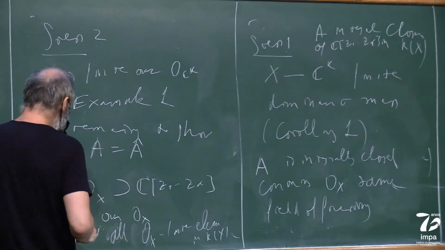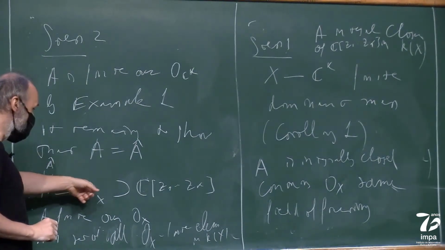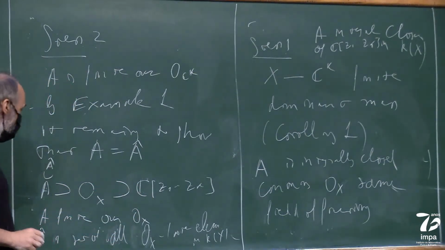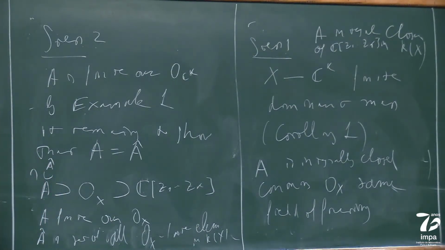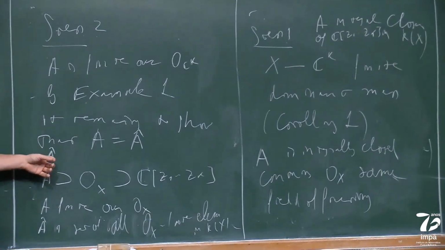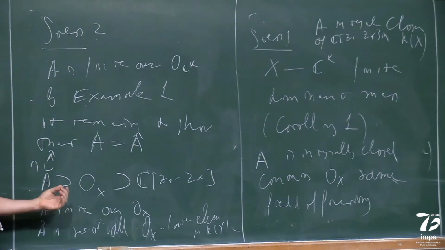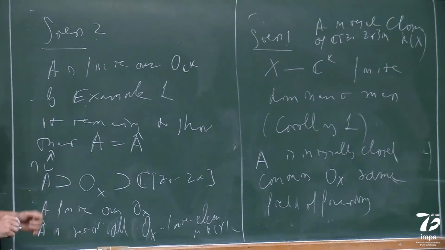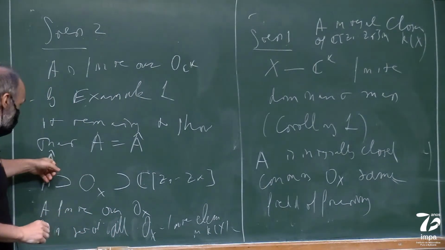And the converse is also clear, because all elements in A hat are finite over OX, so they are finite over this. And you have the converse inclusion as well. So A hat is, what is it? It is an integral closure of OX inside its field of fractions. So all elements in A hat are finite over this.